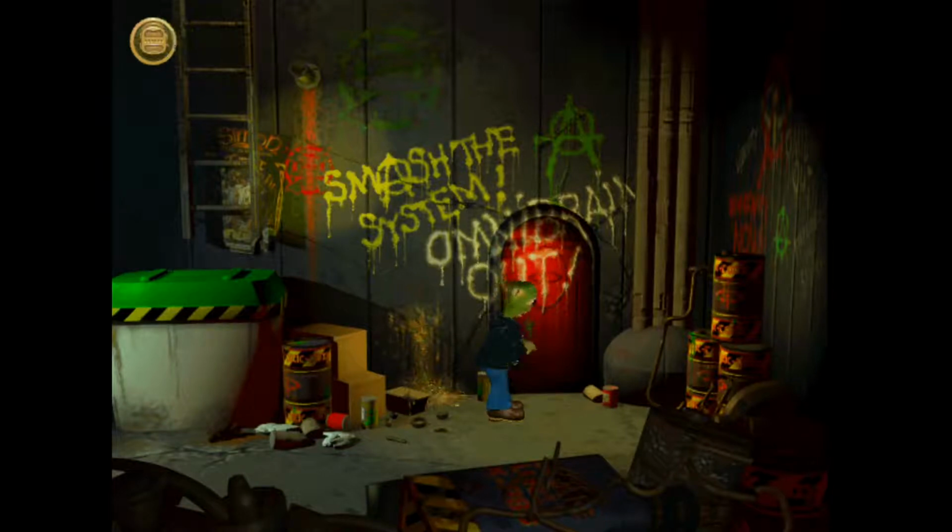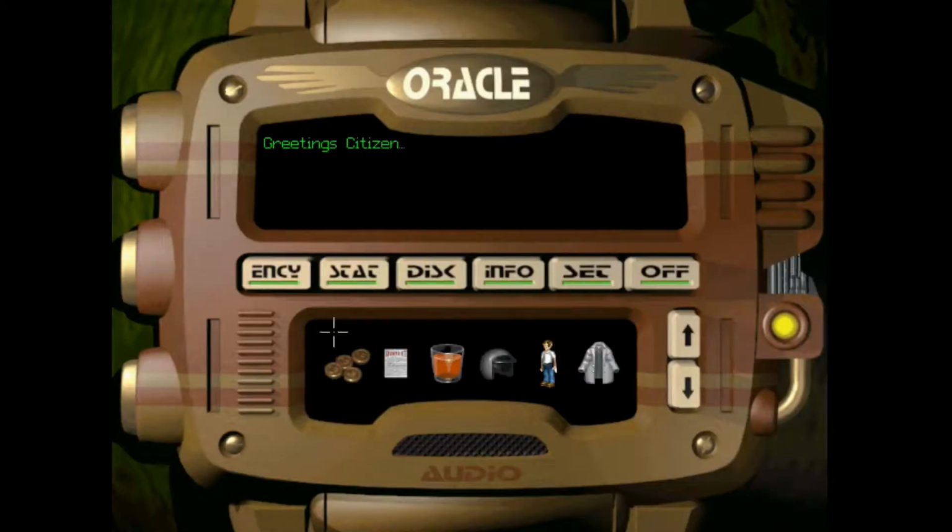Cool. Have we now got cash in our inventory? Cash? I thought this was a cashless society. This is more hard cash than I've ever had before. Brilliant. I wonder what we could use it for. Bribery? Let's see.